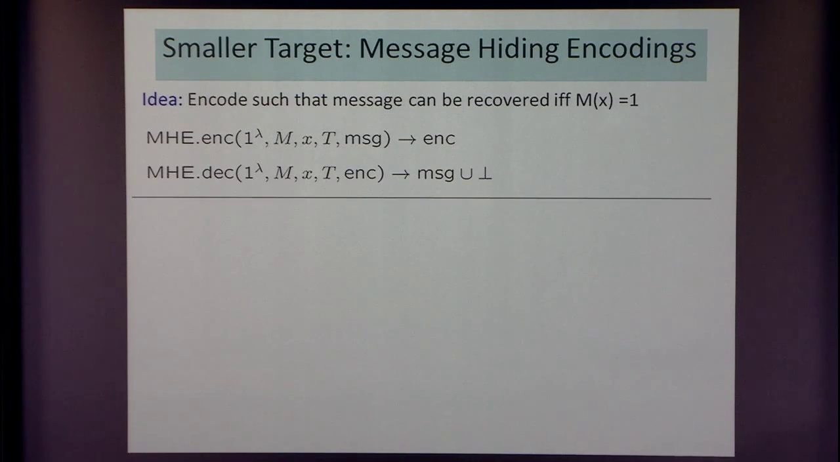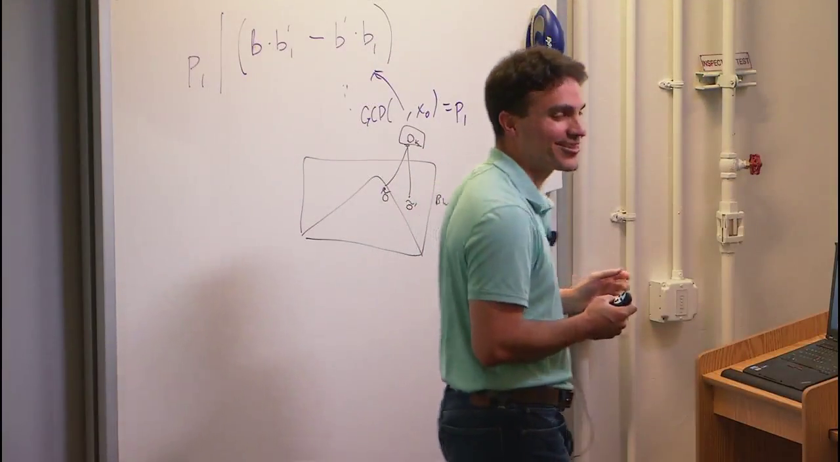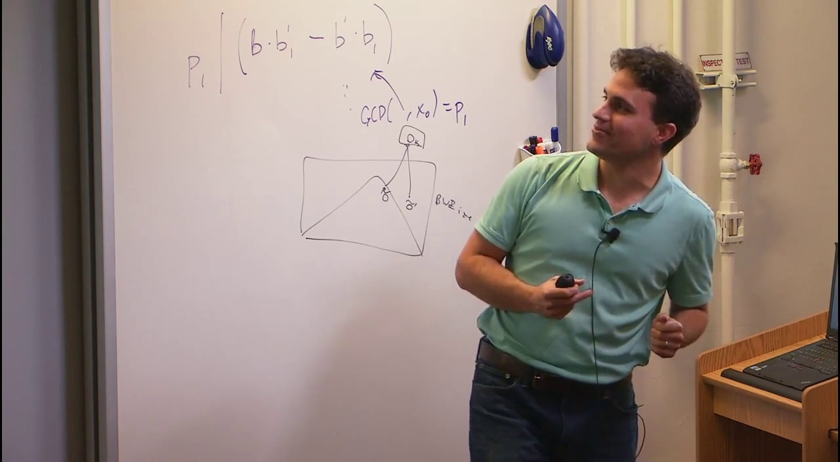Okay, to actually describe this, I'm going to aim for a smaller problem than obfuscation, something called indistinguishability, something called message hiding encoding.